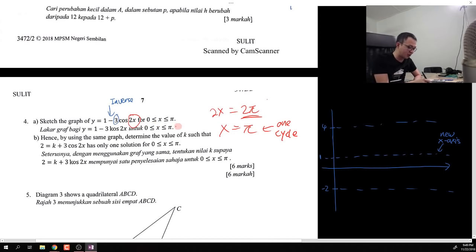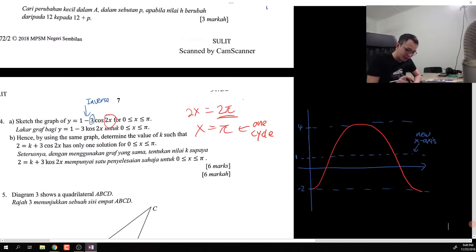So the question asked me to draw 0 to pi. I just need to draw about 1 cycle. So this one will be my graph. Let me just draw nicely a bit. Therefore I should have a pi here. This one will be pi over 2, this one will be pi over 4, and this one will be 3 pi over 4. Alright, so this is the whole graph over here.